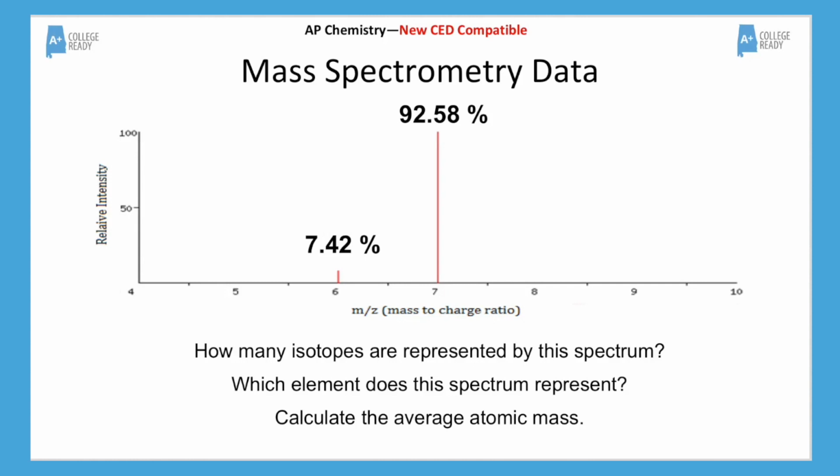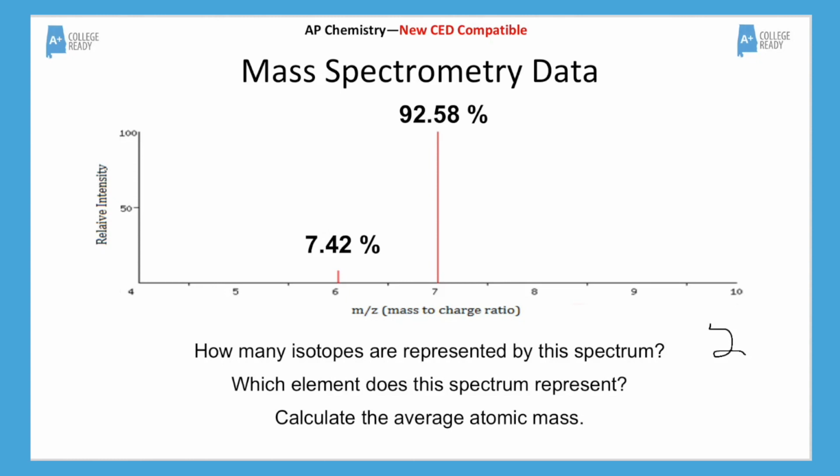So this is what this graph will look like, and I've asked you a few questions just so you can make sure you understand the graph. Notice we have this mass to charge ratio, and then we have this intensity. The taller the bar is, obviously that's going to represent some percent. How many isotopes are represented by this spectrum? Well, I see 2 bars. That means this element has 2 isotopes.